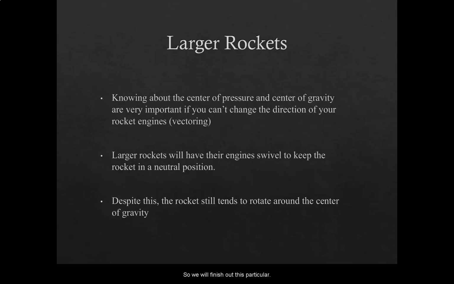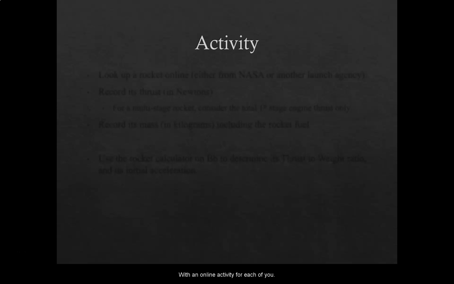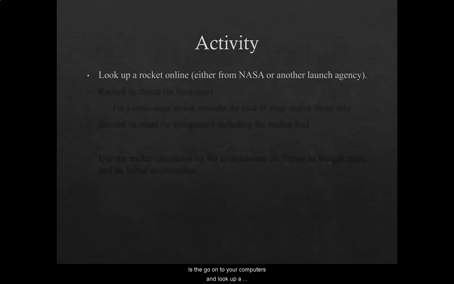So we will finish out this particular topic with an online activity for each of you to complete this week. The activity will be due again at Sunday night at midnight. It's a fairly straightforward activity. What I want each of you to do is to go onto your computers and look up a rocket online, either a rocket that is deployed by NASA or from some other launch agency. It could be one of the current crop of new rockets that are coming on from commercial space ventures like SpaceX or Blue Origin. It could be a current rocket, it could be a former rocket, it could be the Saturn V, for example.